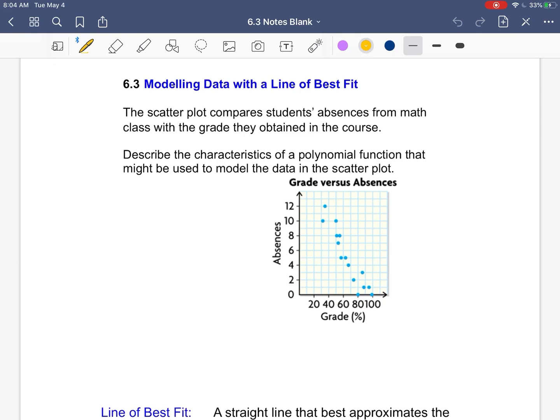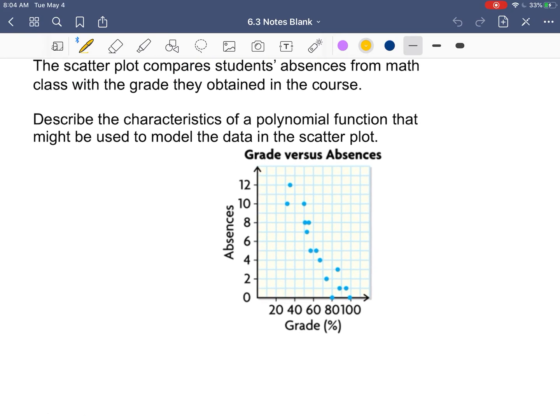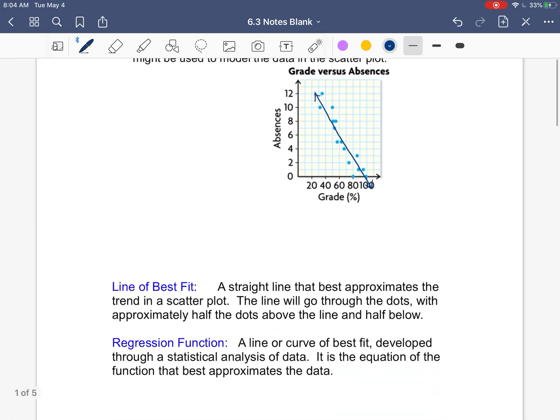Looking at this data that we've got right here, if we were to draw some sort of graph through it, it could technically be any type of graph. We would want to go through as many points as possible with equal points on the top and bottom. If we were to draw, and this is going to be an approximation because I don't have a ruler, something like that, notice it hits lots of points. There's about equal points on the top and bottom. Based on that trend, it is a line, so we would call that a line of best fit.